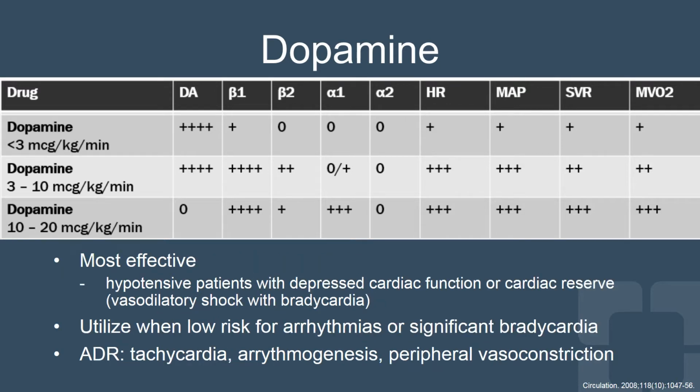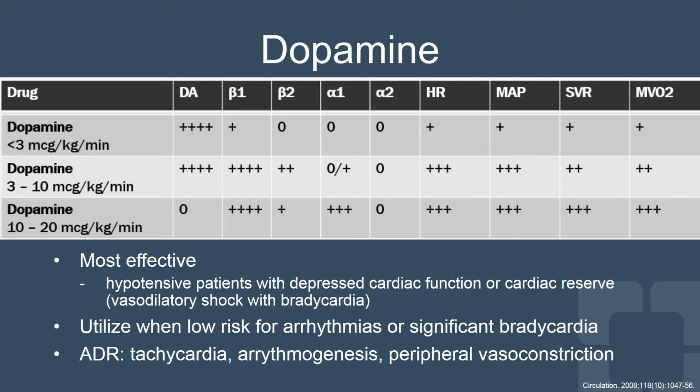It is most effective for patients who are hypotensive, that have a depressed cardiac function or cardiac reserves, those patients that are in vasodilatory shock with a subsequent bradycardia. And that's because you can use this agent for its beta and alpha properties. Again, you have to go through beta in order to get to alpha.